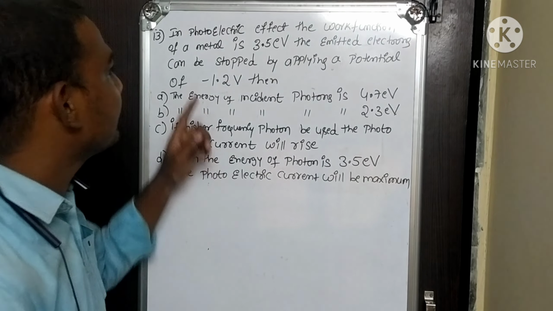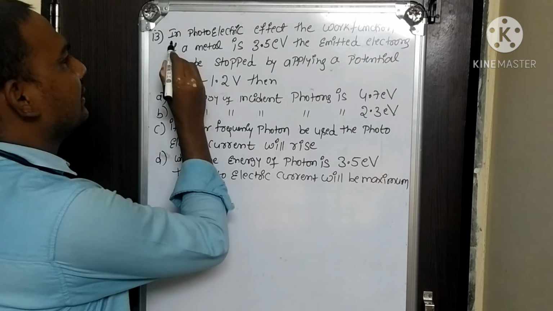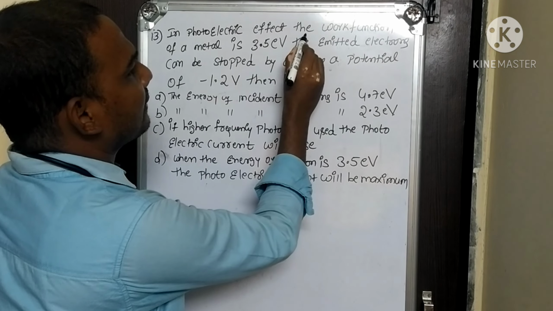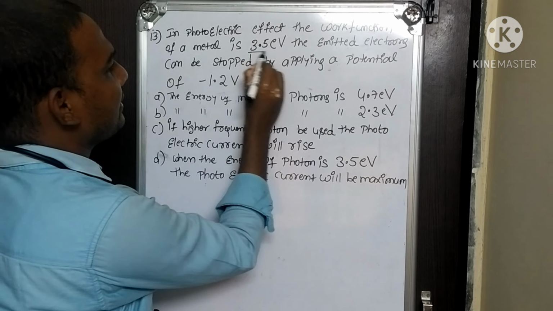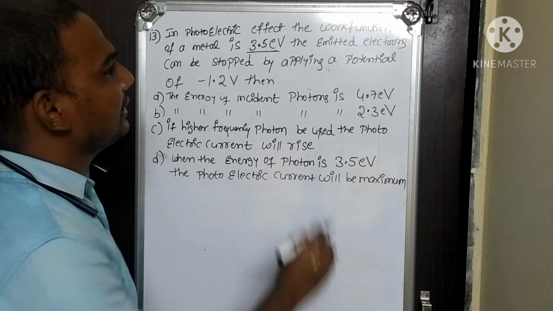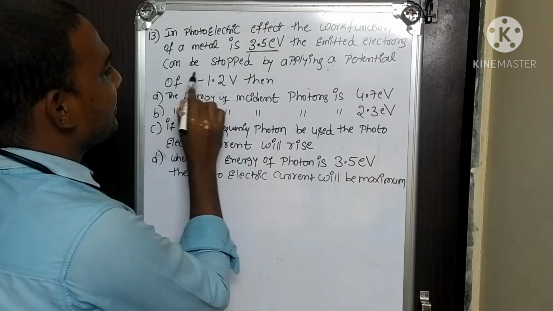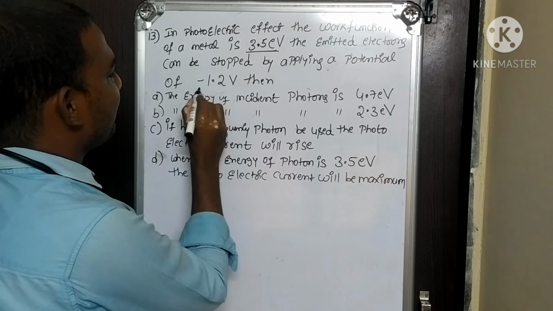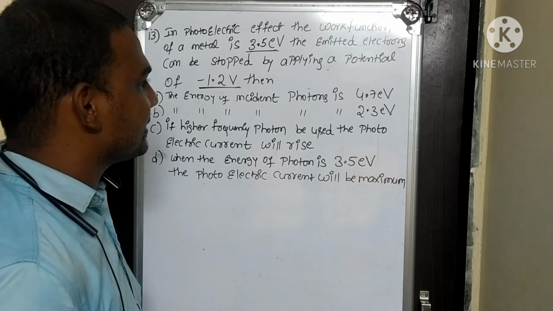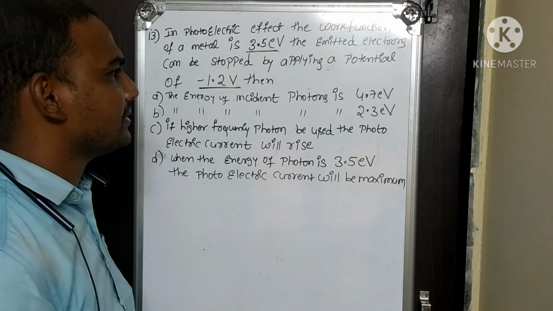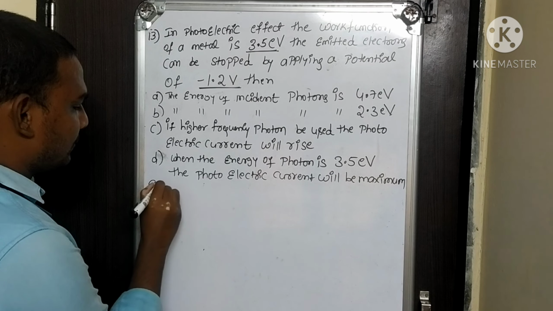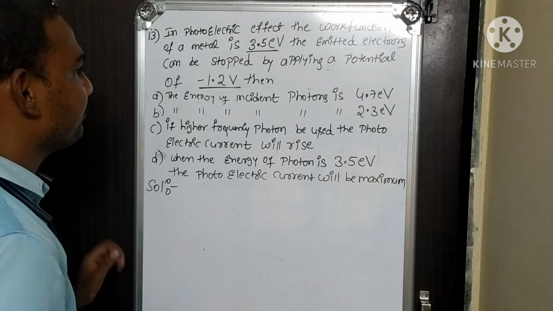Hi students, the given problem is on the photoelectric effect. The work function of a metal is 3.5 electron volt. The emitted electrons can be stopped by applying a potential of minus 1.2 volts. So these are the options. Solution for the given problem.